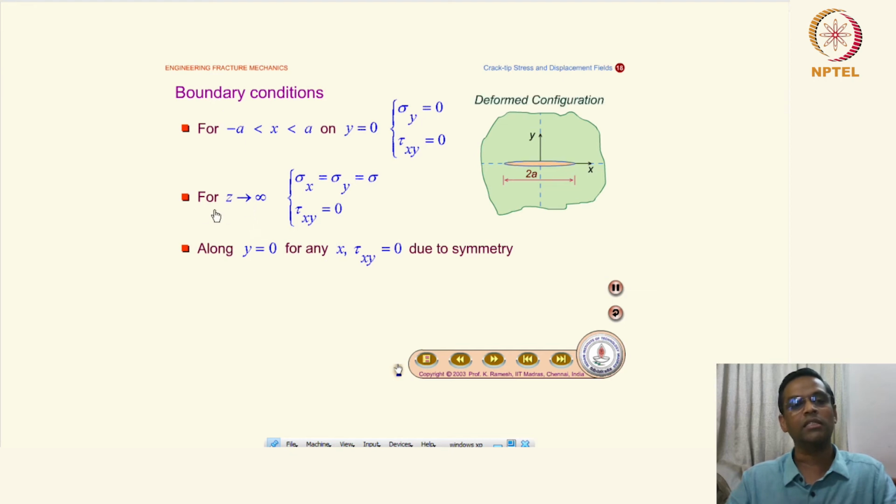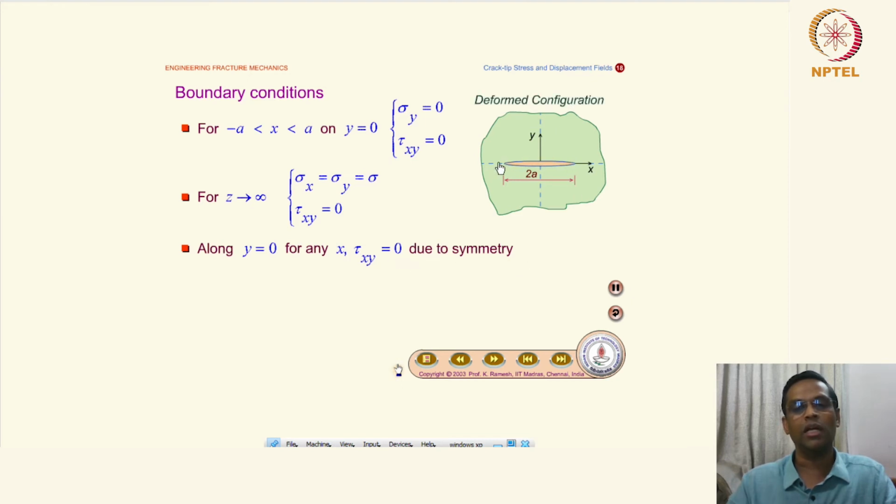The second condition is when small z tends to infinity. That means it's a far field, not the near field. In the far field, what happens? Sigma x is equal to sigma y, which is nothing but sigma. So in the far field it becomes equal to sigma, and tau xy again is 0. So this is the second boundary condition it has to satisfy. And along y equal to 0 for any x, tau xy again is equal to 0 due to symmetry.